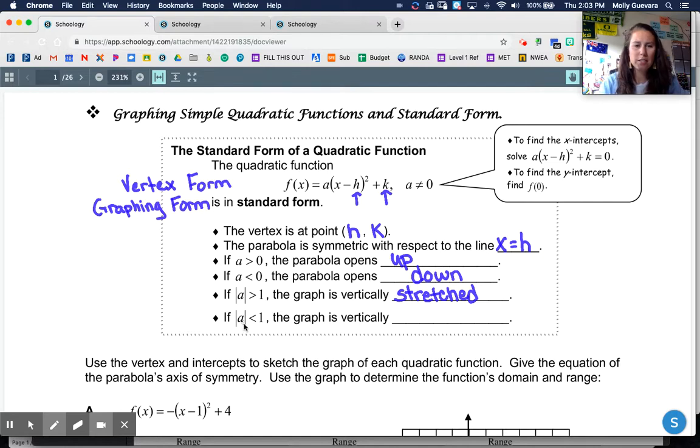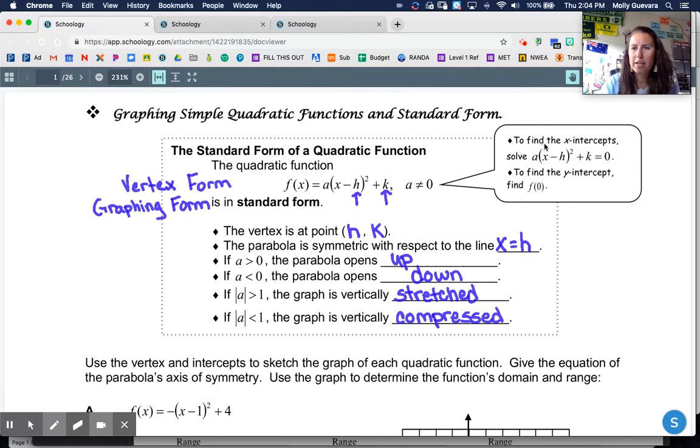Versus if the absolute value of a is less than 1, meaning a fraction, something less than 1 but greater than 0, so 1/2, 1/3, 3/4, 3/5, whatever, right? That's when we're taking the ends of the parabola and compressing it together, so it's going to get more wide. Here the graph is vertically compressed.